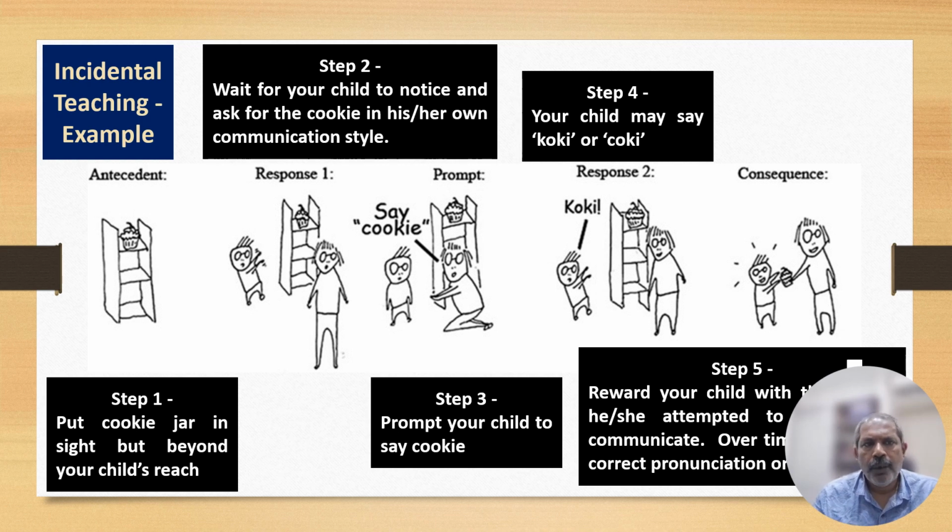So an example: say your child likes cookies, a particular kind of cookies. Okay, so you put it in a jar and you keep it in such a strategic location where your child can see it, but he can't reach it.